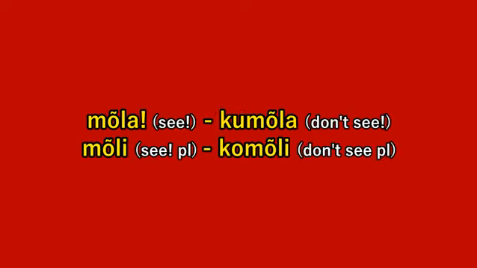The imperative can be made by adding the prefix ku for the negative and only using the verb's root without any prefixes or suffixes for the positive, affirmative imperative. Mola, see, look. Kumola, don't look, don't see. In the plural, you change the final vowel to e. Moni, look, talking to several people. Komoni, don't look, when you talk to several people.